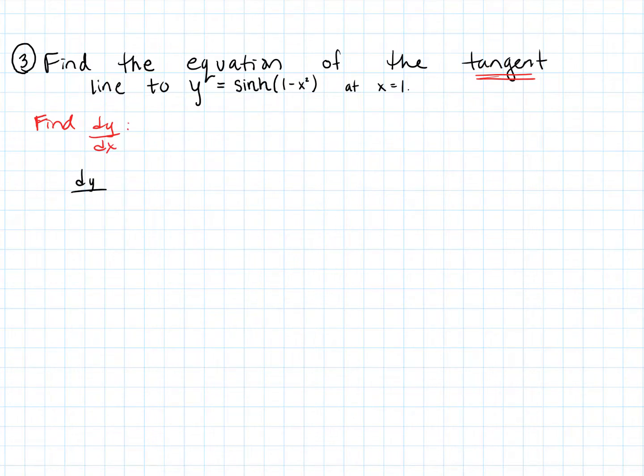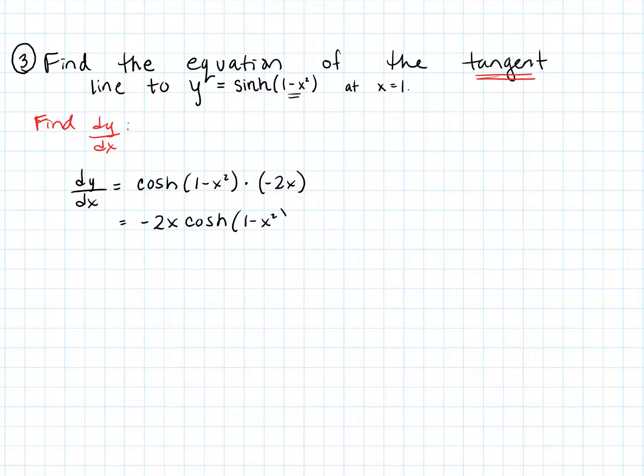So the derivative here, dy dx, is going to be the derivative of the hyperbolic sine, which is the hyperbolic cosine of 1 minus x squared. And then we have to multiply by a negative 2x because we have to take the derivative of the inside. So the derivative ends up being negative 2x times the hyperbolic cosine of 1 minus x squared. And there's the derivative.